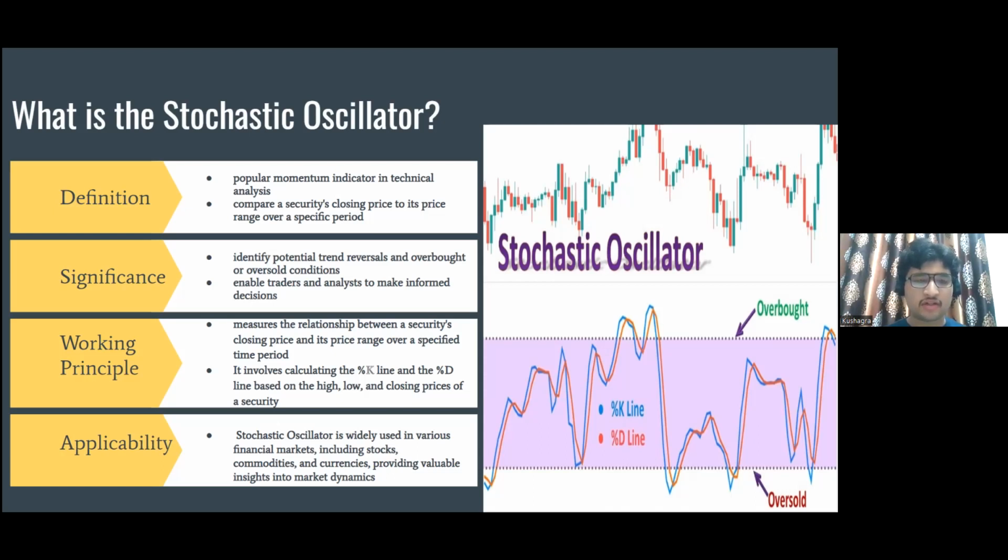And what it does is it compares a security's closing price. Closing price is the price at which a particular stock or commodity ends in the market on a particular day. So it compares that closing price to the range of the highest price and the lowest price in a particular period. Using that comparison, we are able to make certain decisions regarding the momentum, the trend reversals, and the overbought and oversold conditions.